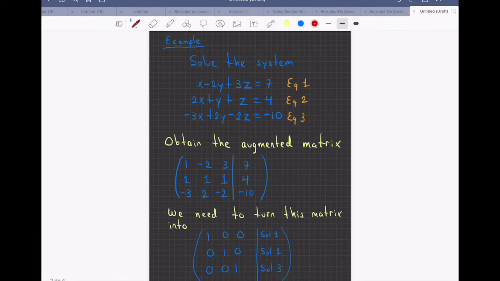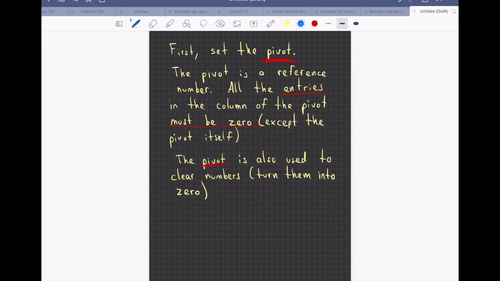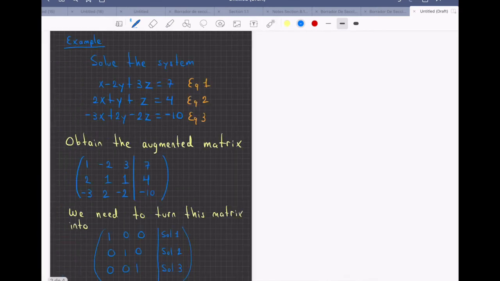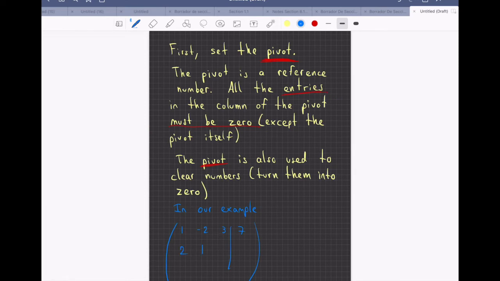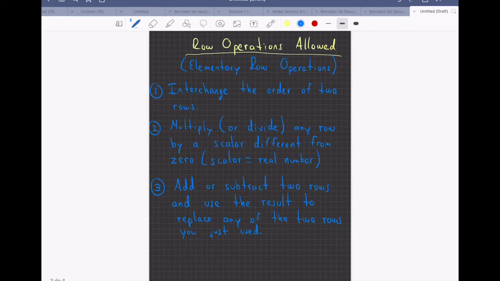I have here this matrix. Let me copy this again. 1, negative 2, 3, 7. 2, 1, 1, 4. Negative 3, 2, negative 2, 10.